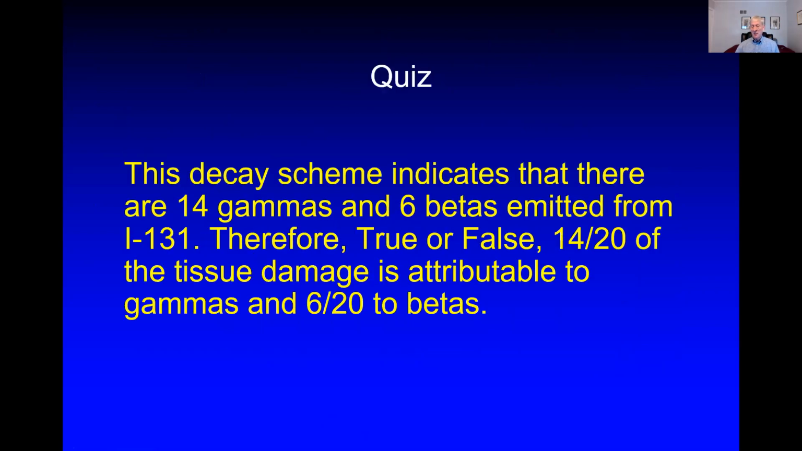And here's another question that came right off of an old board exam. That decay scheme showed you that there were 6 betas and 14 gammas. Therefore, true or false? You might like true or false questions. You got a 50% chance of getting them right. True or false? 14/20ths of the tissue damage came from the gammas and 6/20ths came from the betas. True or false? Anyone? False. Good. It's false for 2 reasons. What's one of them?